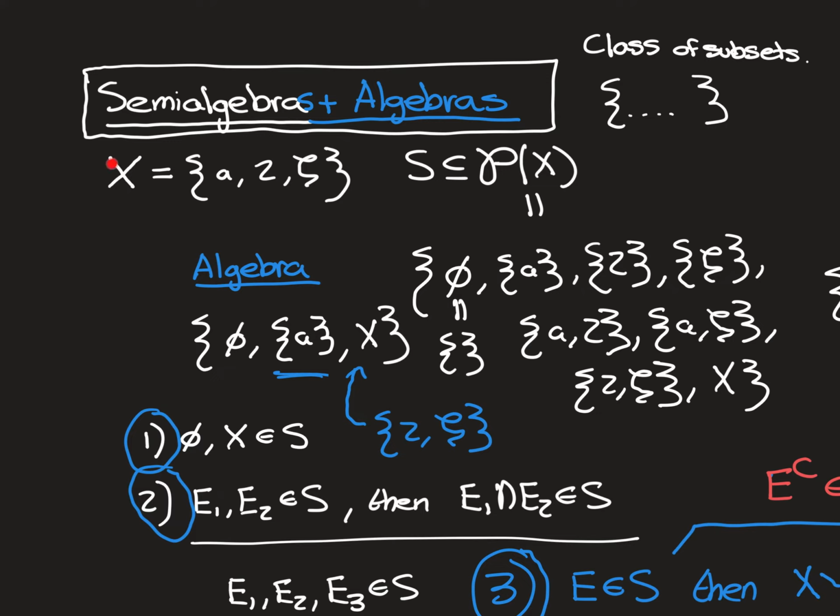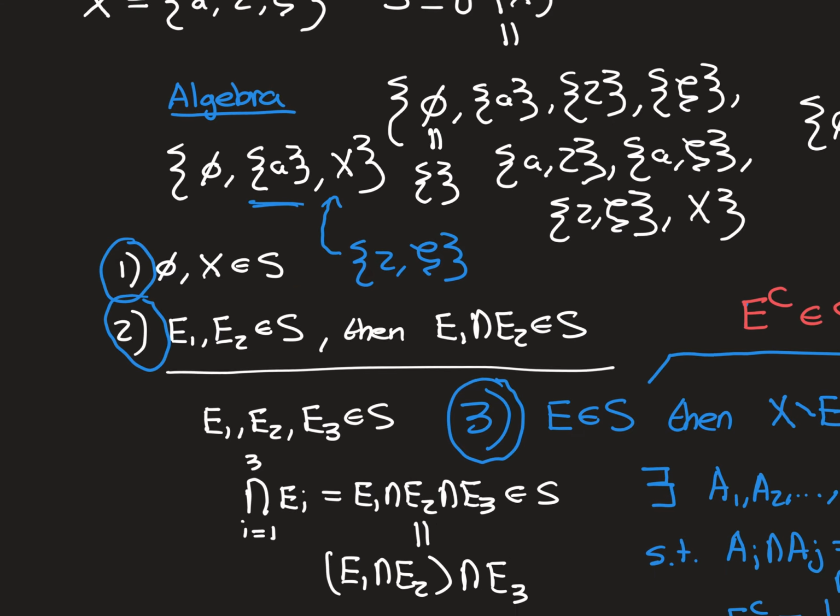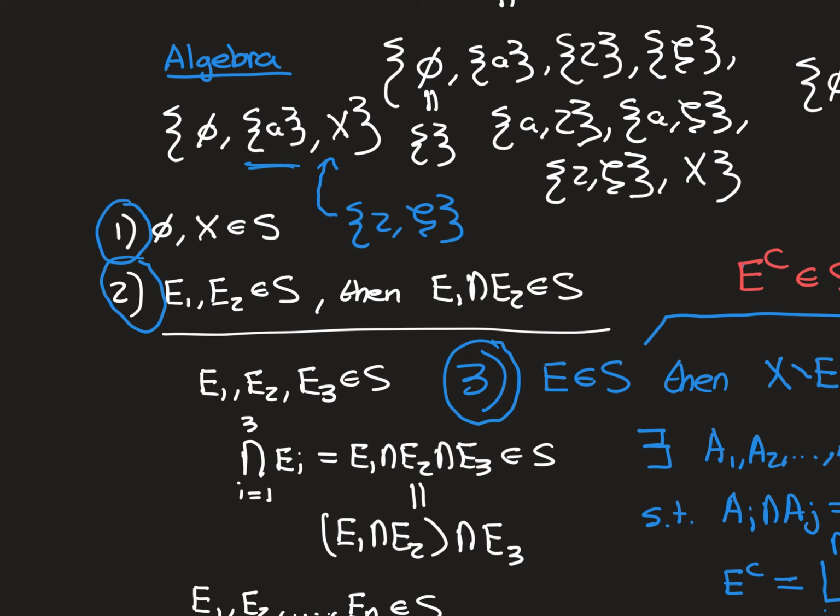So you start with your set, which I took as this finite set, and then if you want to build a semi-algebra or an algebra of this set, you need to create a class of subsets of it, which is going to be a subset of its power set. For a semi-algebra, the properties that it needs to obey are that the empty set and the whole set are in it, and we denote a semi-algebra by S, and we denote an algebra usually by A.